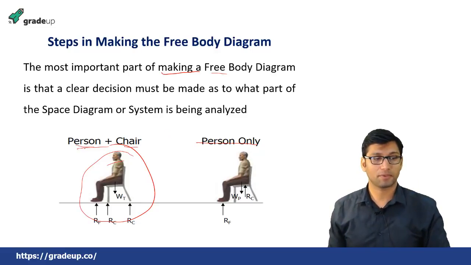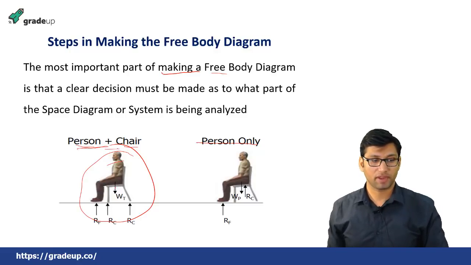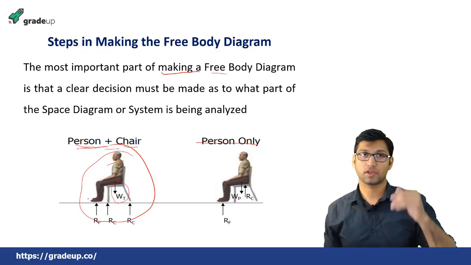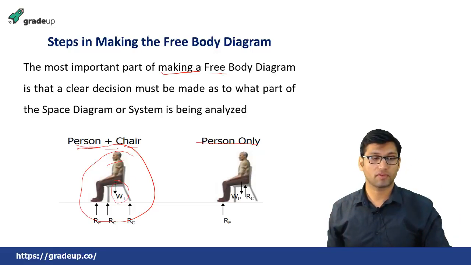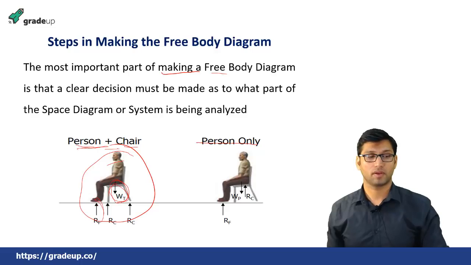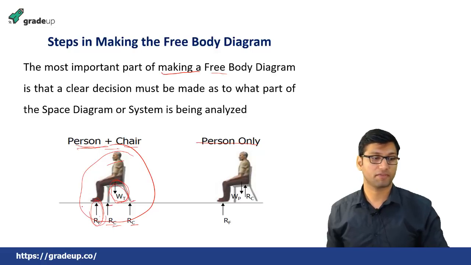Suppose I am doing the analysis on the person plus chair. Then there will be the weight of the chair, and because a person is sitting on this chair, all the weight of the person will be carried by the chair. So there will be this combined weight, and then there will be a reaction force, and also a reaction by these two feet of the chair, along with the reaction of the supports of the chair. Okay, this is a free body diagram of the person plus chair.